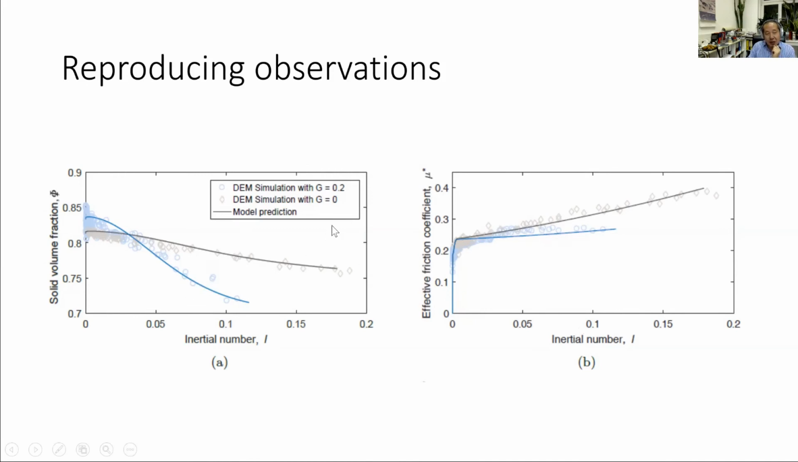So these are DEM simulations with different kinds of gravitation numbers. So it's basically how far the gravity is switched on and off. You see here we got it pretty well reproduced.